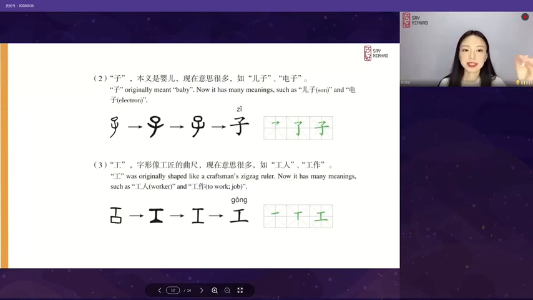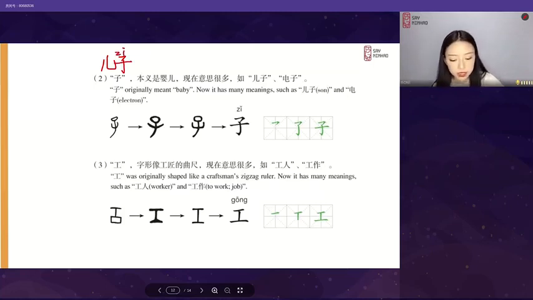Next one is zi. Zi in érzi. Érzi means son, okay? In érzi, this is the neutral tone, but when zi is used individually, it is a third tone word. Zǐ. It means baby. And now it has many, many meanings. For example, in érzi, it means son. And in diànzi, it means electron. Okay, so we can see this one actually looked like a baby. This is the head and these are the two arms. And now it looks like this.